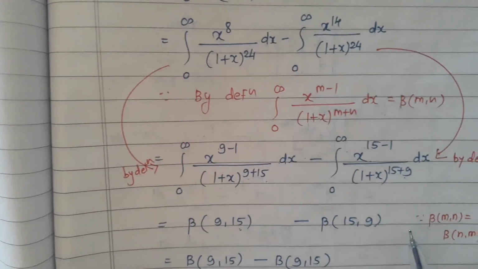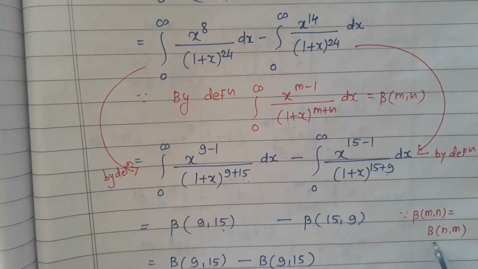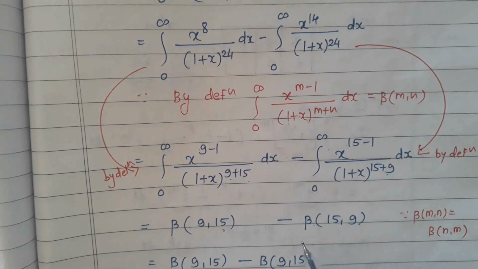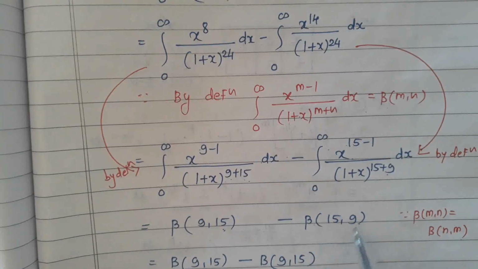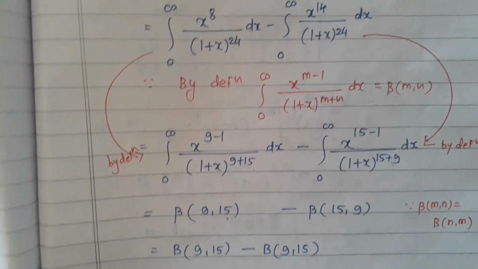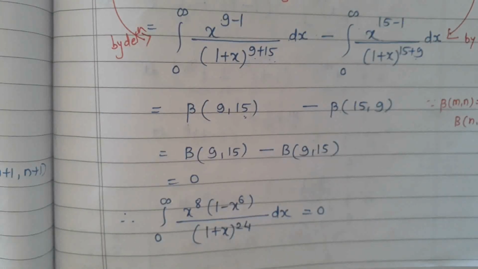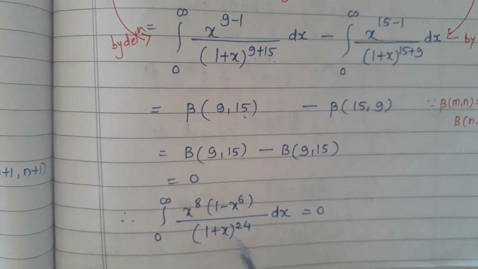We know one of the properties of the beta function: beta m, n can be written as beta n, m. So you can write beta 15, 9 as beta 9, 15, and subtraction of these two is equals to 0. Therefore, value of integral 0 to infinity x raised to 8 (1 minus x raised to 6) upon (1 plus x) raised to 24 dx is equals to 0.